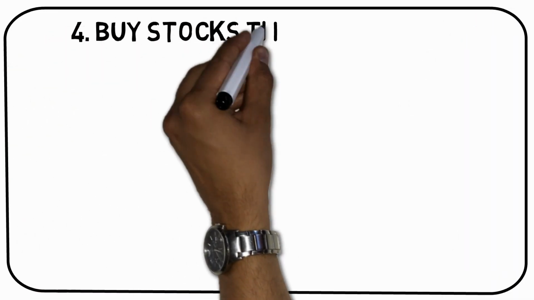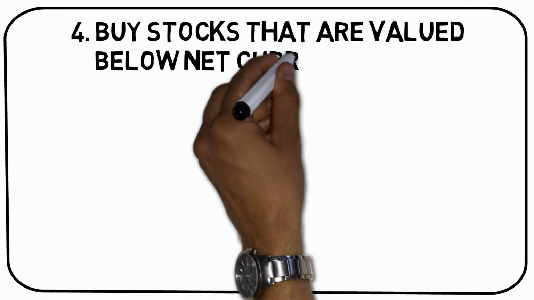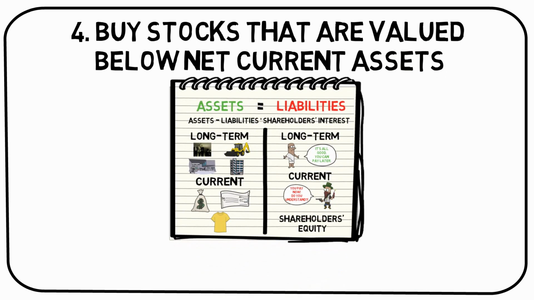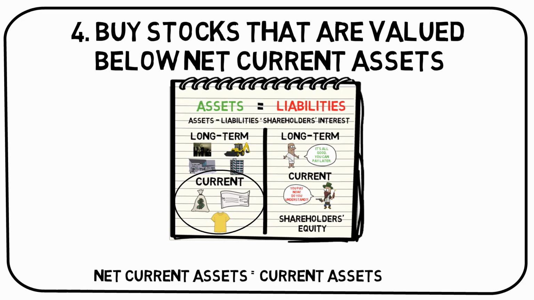Takeaway number 4. Buy stocks that are valued below net current assets. Let's return to the balance sheet to look at a specific method for identifying undervalued stocks. Benjamin Graham is famous for searching for companies valued below their net current assets, so-called net stocks. You get the net current assets of a company by taking current assets and removing all liabilities. Essentially, if a company is valued lower than this, it can be liquidated for more money than what you pay for it.